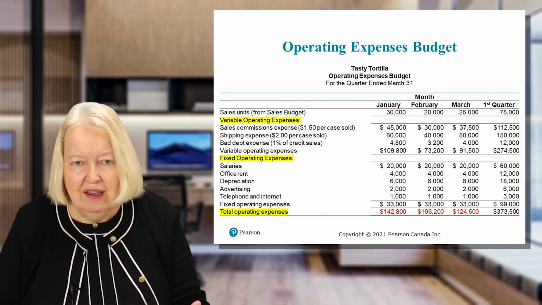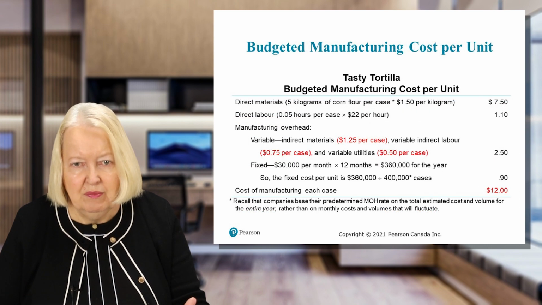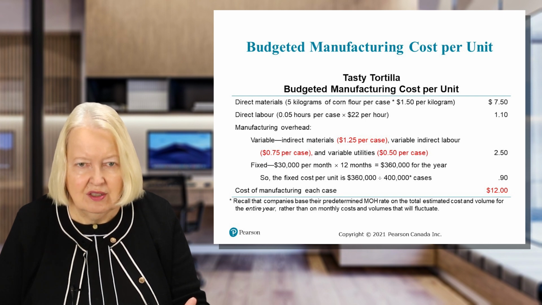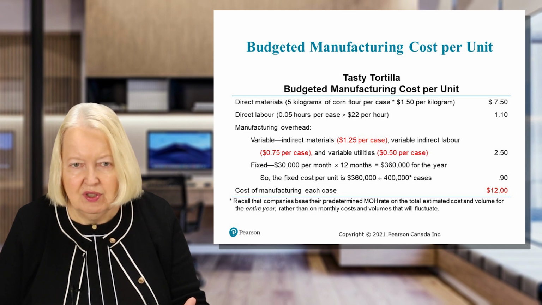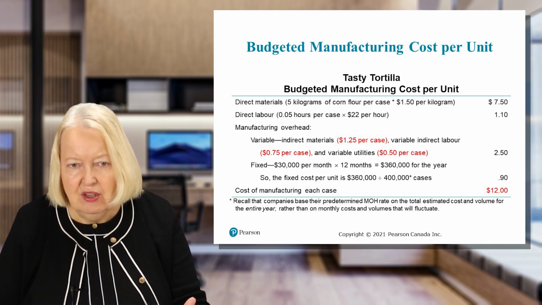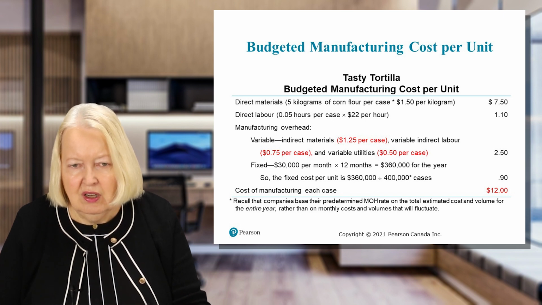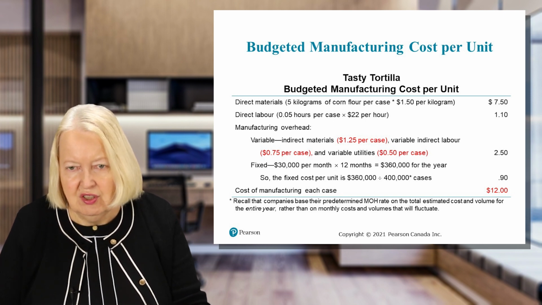So now we have all three categories of expenses identified. We have our direct materials, which cost $1.50 per kilogram. We have our direct labor, which is 0.05 hours times $22 an hour. And then we have our manufacturing overhead, your fixed and your variable. So the total cost of manufacturing each case is $12 per unit.